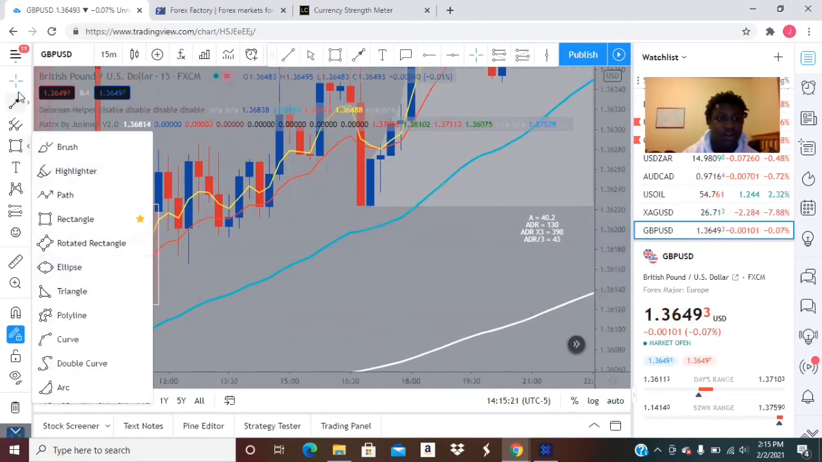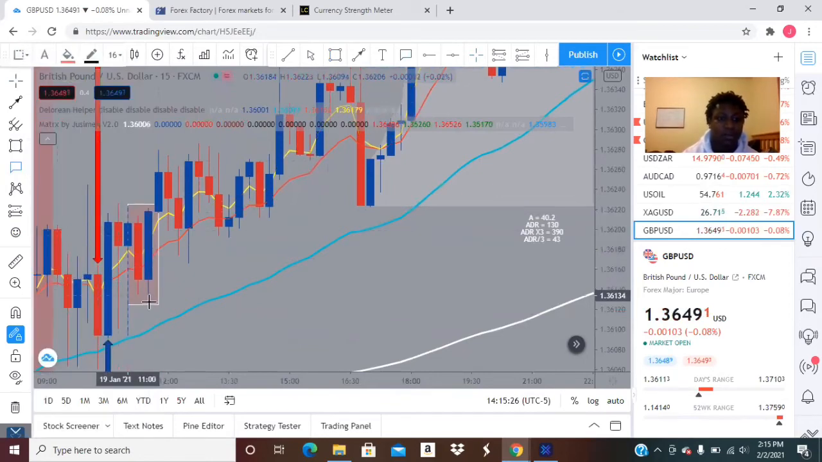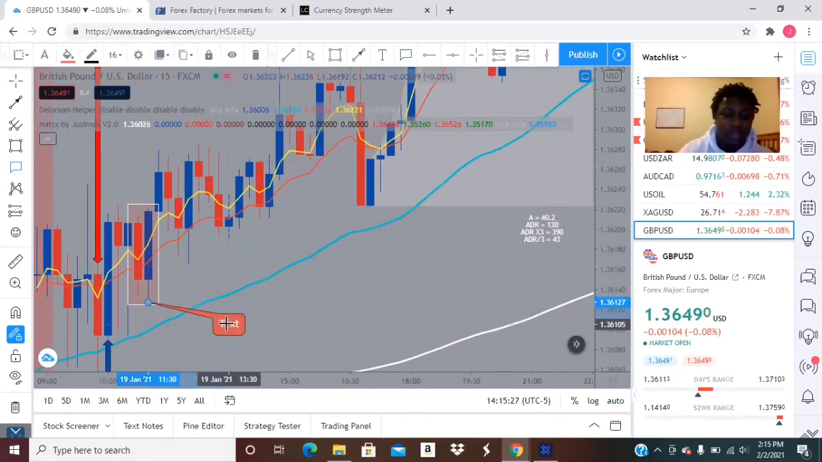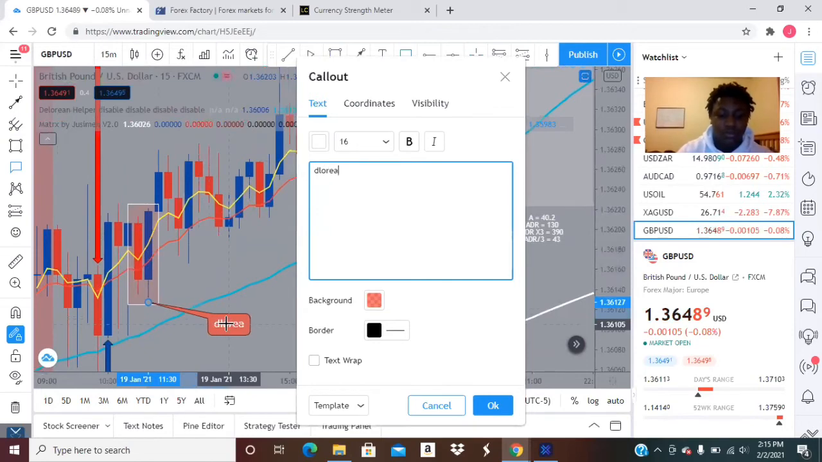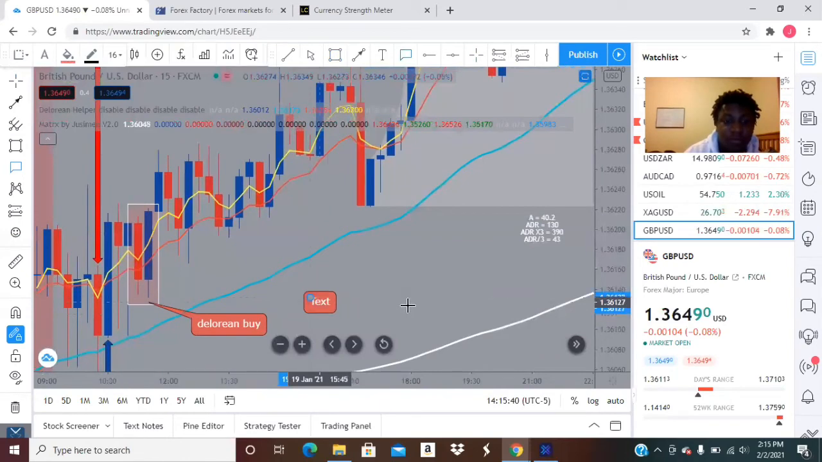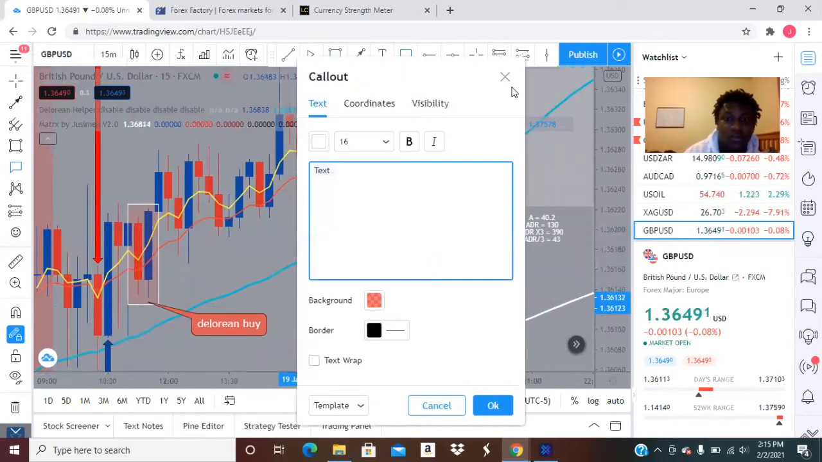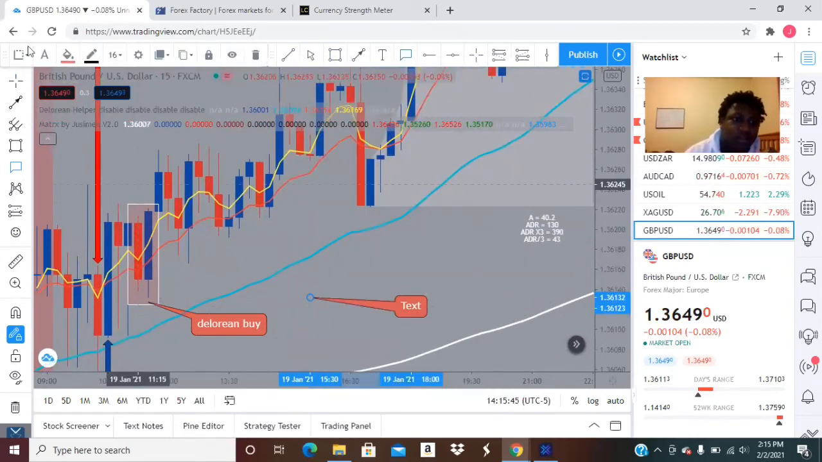All right, so let's go here. Where's the text button? Let's go, DeLorean. This is the DeLorean buy. I don't like that it's doing that.